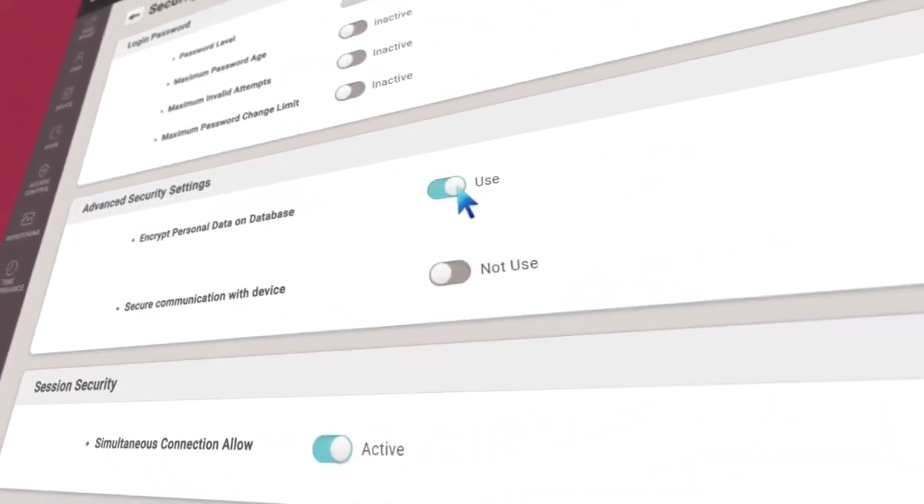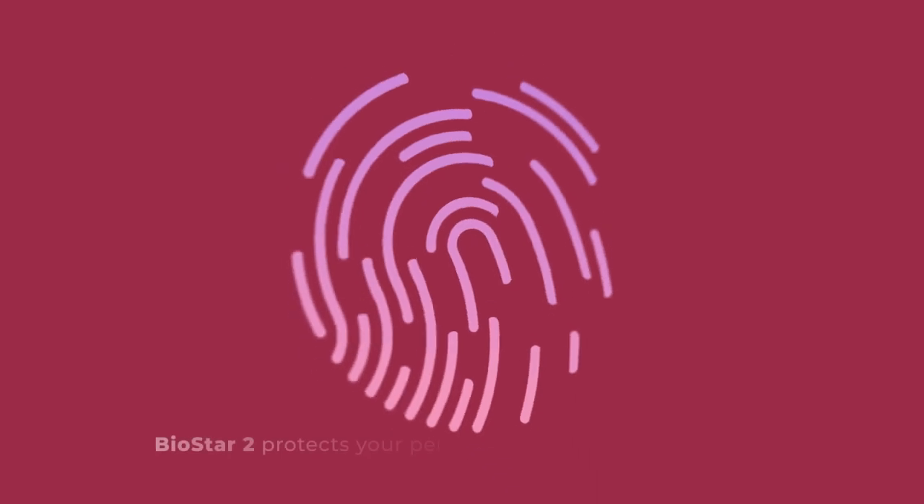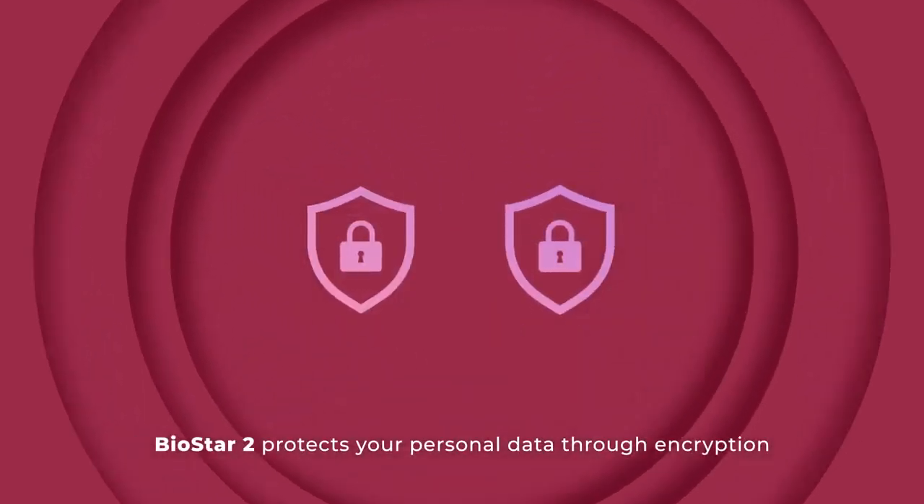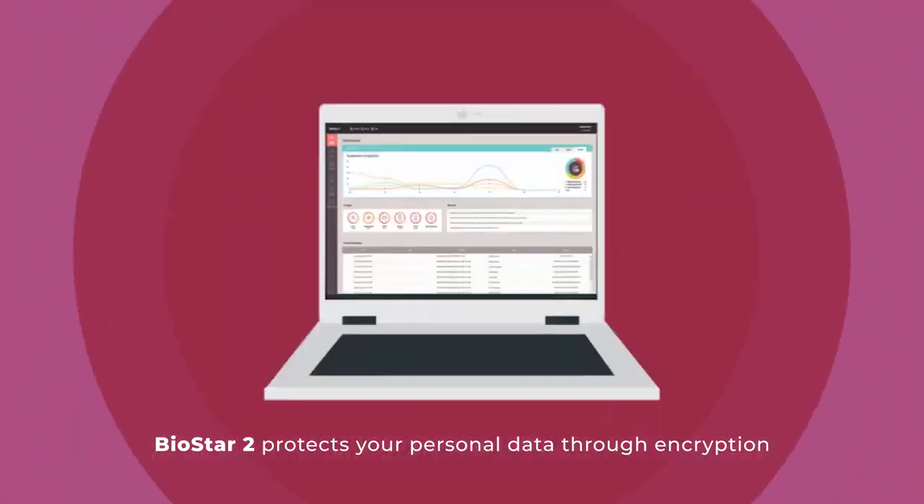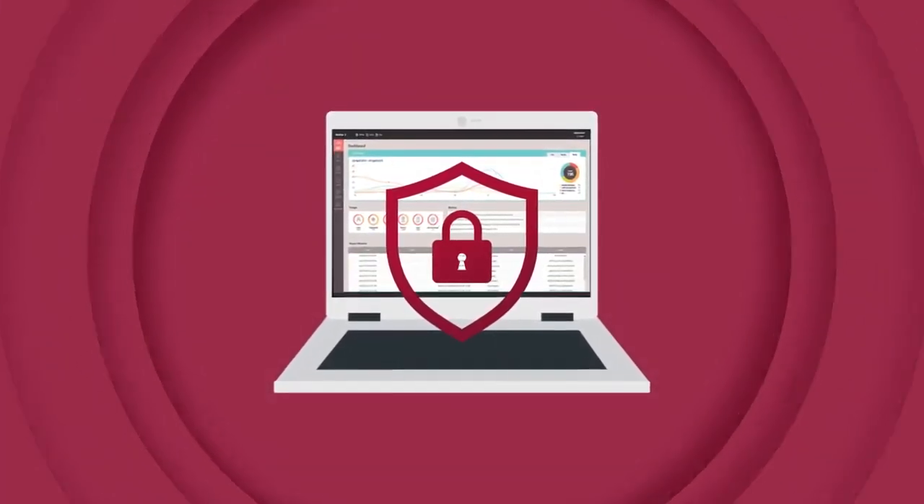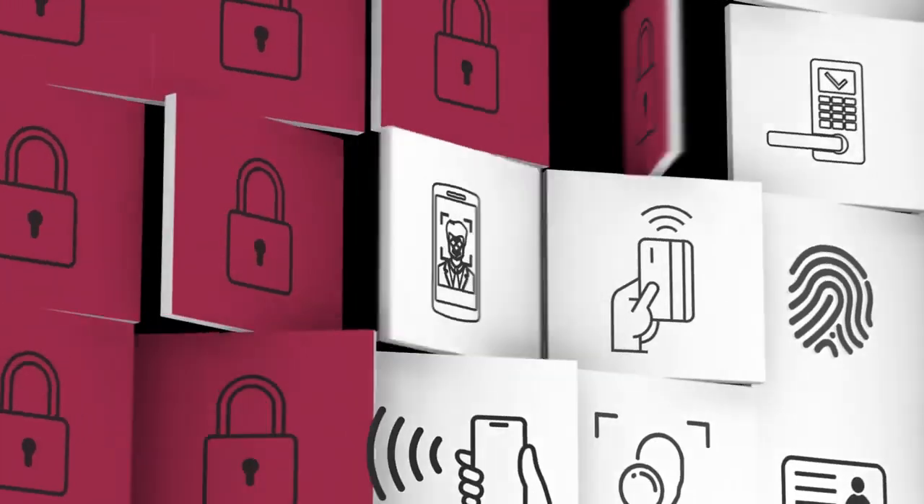BioStar 2 ensures that all personal data used for access security is encrypted and protected. Users' fingerprints and facial biometric information is compressed and converted with a unique algorithm and then encrypted. Even if the information is stolen, users cannot be identified and their personal information cannot be utilized.